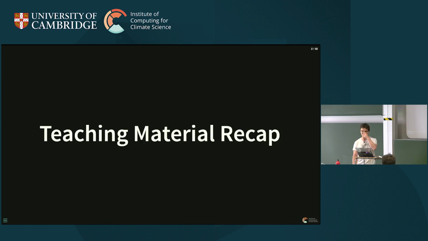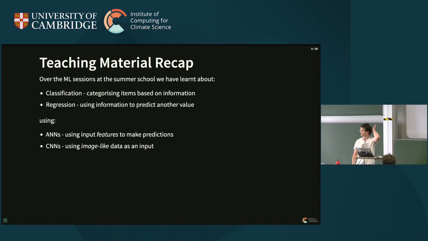So to summarize what Jim's done for 5 hours into one slide, we've learned that there are two types of things we can use neural networks for. There is classification and regression that we've been through, and we do these by using either ANNs for tabular data or CNNs for image-like data.